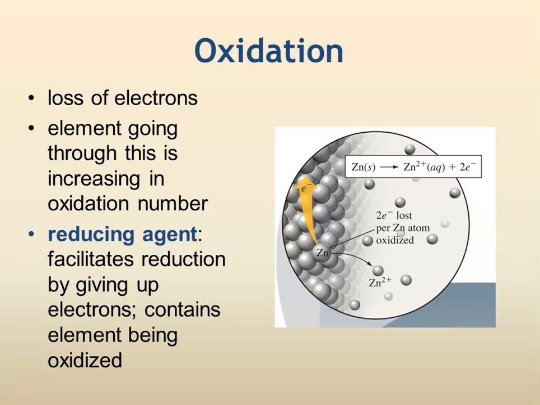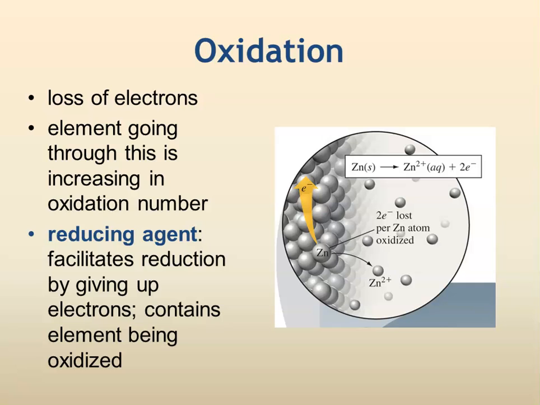Oxidation is going to take place when there is a loss of electrons. The element that is undergoing this oxidation process, because they are losing negative charges, will become more positive. They'll increase in oxidation number. And whatever contains that particular element acts as the reducing agent. It's able to facilitate the reduction process because it gives up electrons that then can be gained in reduction.